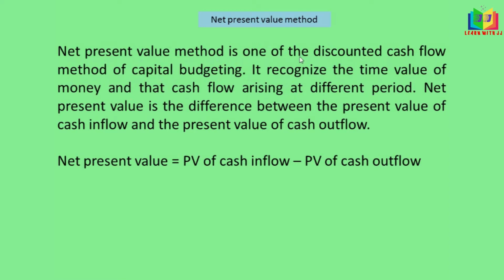This method is one among the capital budgeting techniques, and it comes under the modern methods in capital budgeting. Here the time value of money is considered because the cash flows will arise at different periods, and the present value of the cash inflows will be calculated. Net present value is the difference between the present value of cash inflow and the present value of cash outflow. This is the formula to calculate the net present value: present value of cash inflow minus present value of cash outflow.